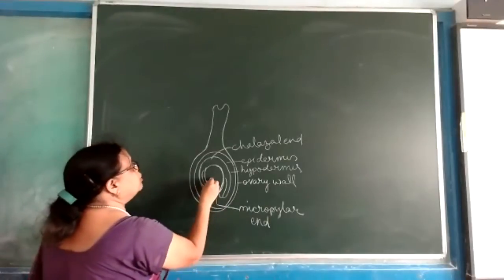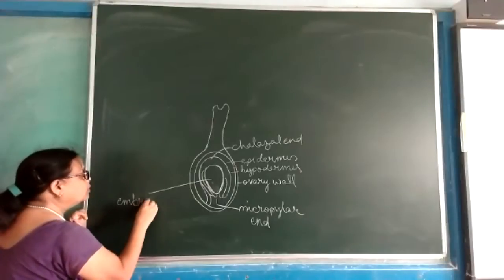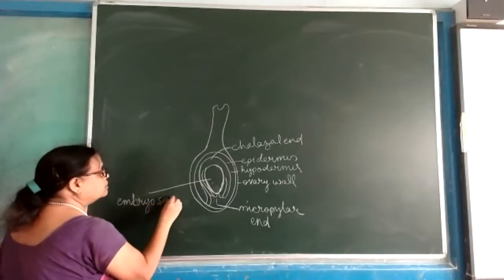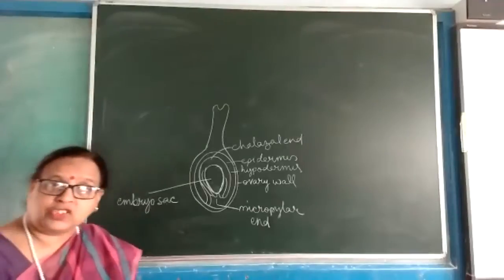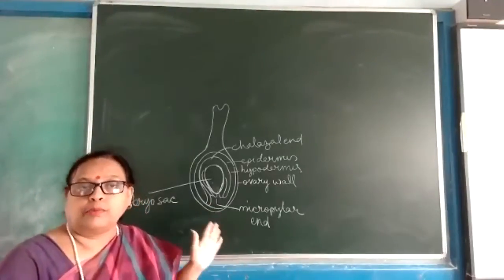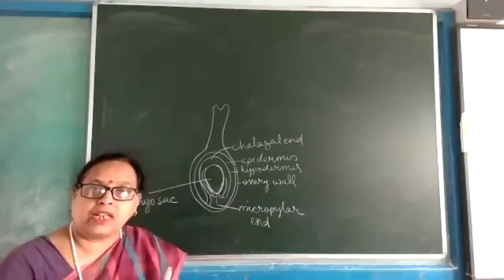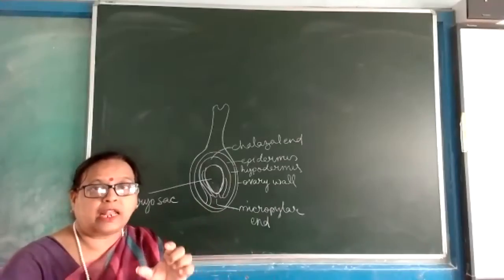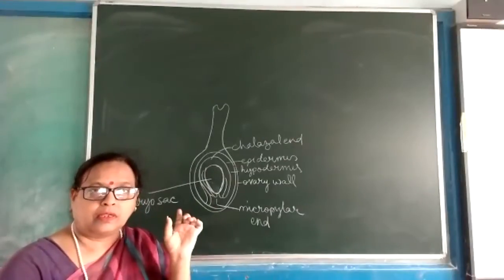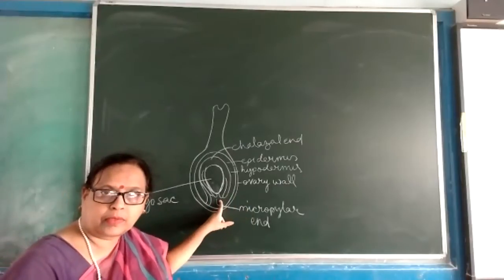And this will be called the embryo sac. From which is the embryo sac formed? By the enlargement of the megaspore mother cell. And this megaspore mother cell is what? It is the cell of the hypodermis towards the micropylar end.